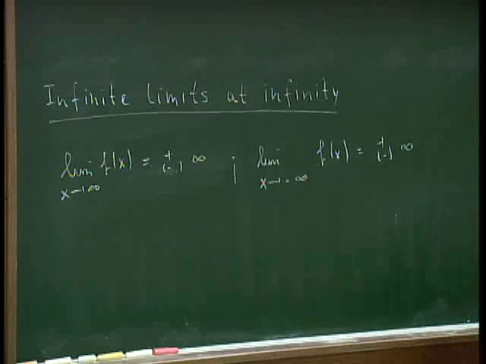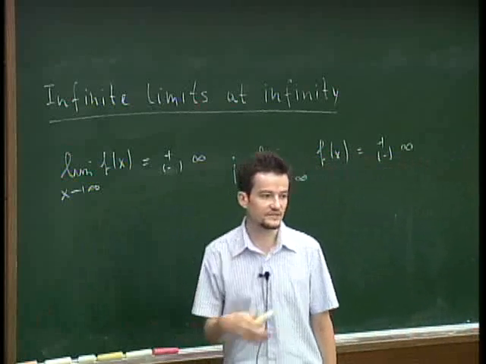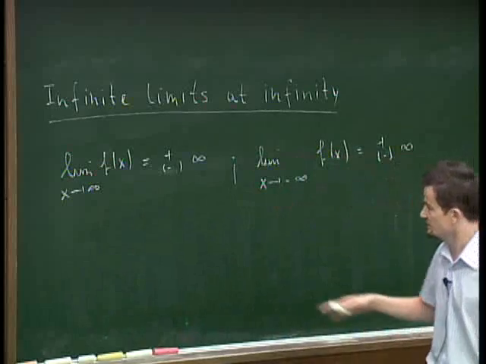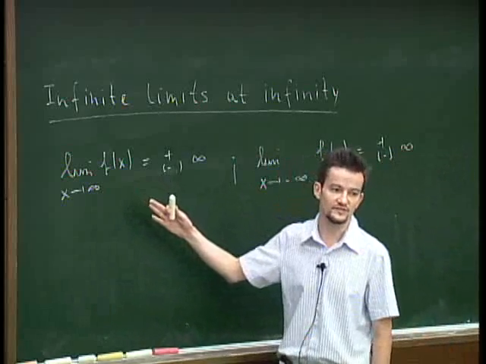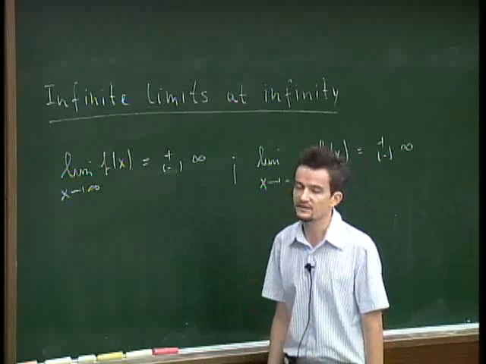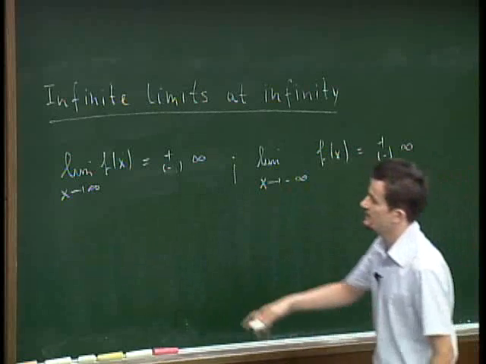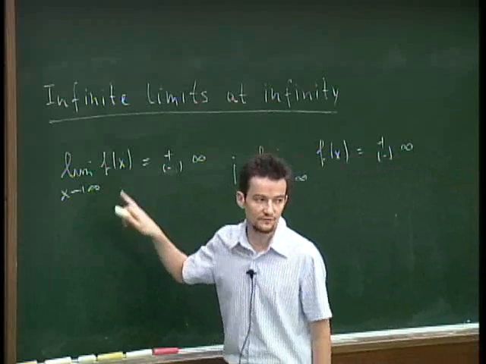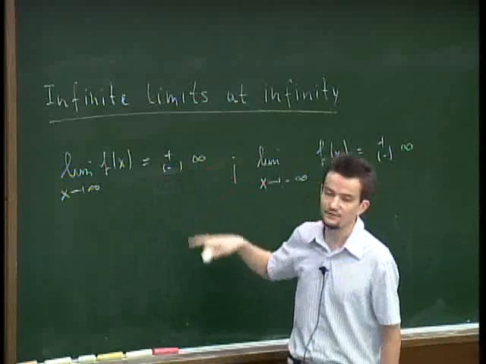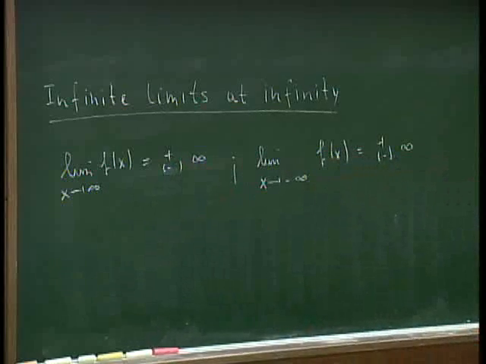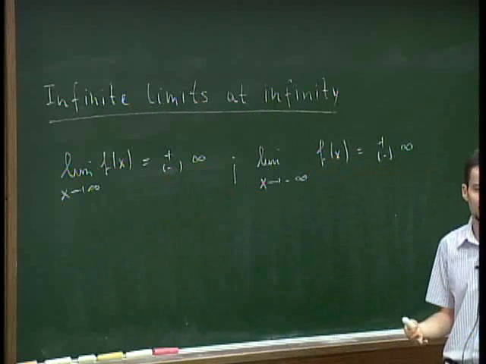Once more, this actually means that the limit does not exist, but it does not exist in a very special sense. Namely, if x is getting larger and larger, f of x is also getting larger and larger, if you have, for instance, plus infinity. This is what this symbol means. So the limit does not exist, but in a very specific sense.